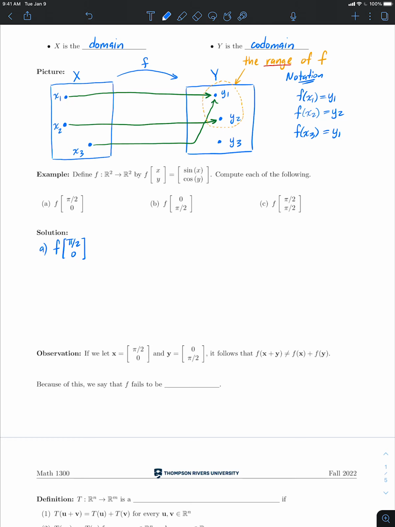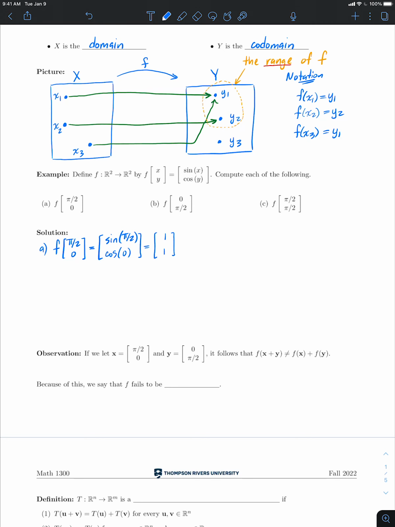So, well, how does the function work? We're going to apply sine to the first coordinate, and we're going to apply cosine to the second coordinate. Okay, and well, you may need to brush up on your trig values, but sine of pi over 2 is actually equal to 1, and cosine of 0 is also equal to 1. So the output vector here is just the two-dimensional vector whose both coordinates are equal to 1.